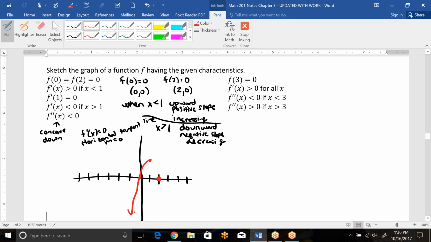And then the whole graph is supposed to be concave downwards. That does match with what I'm doing here. So this is really just a description for an upside down parabola using nothing but calculus information and some intercepts. So let's look at this next one.